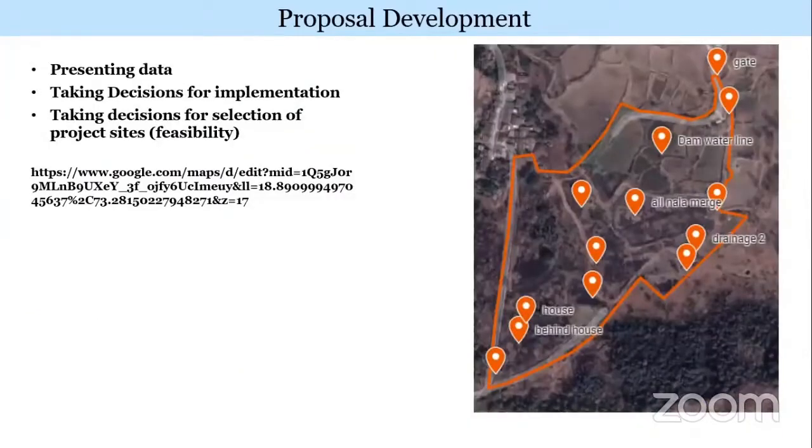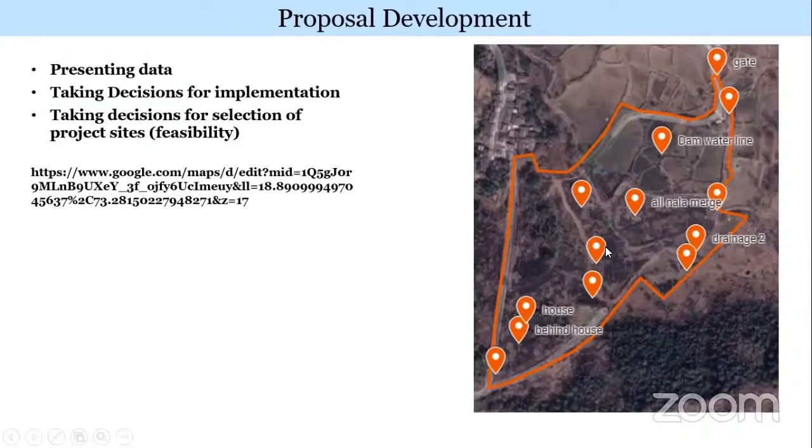Then we can also present data and take decisions for implementation of the projects. Suppose, as a very small example, there are a number of villages and we have to decide which village is to be selected first and which site needs to be repaired first. All the data that we have collected using geotagging can be superimposed on Google Earth, and this information can be used for understanding where the location is and which needs to be given the priority.